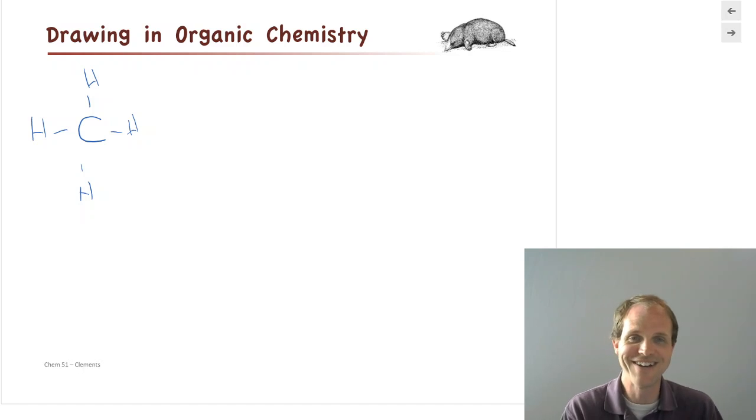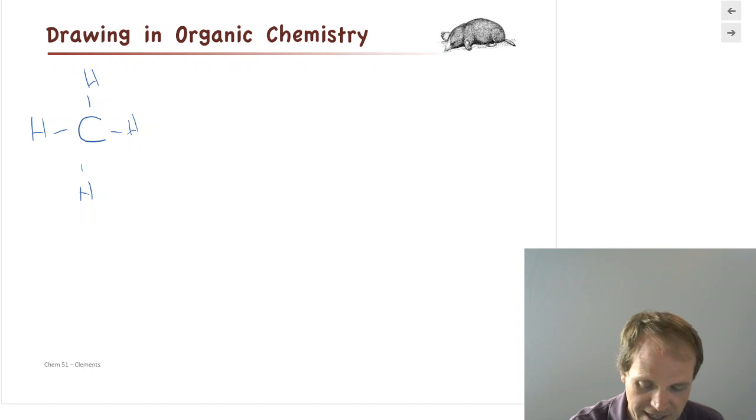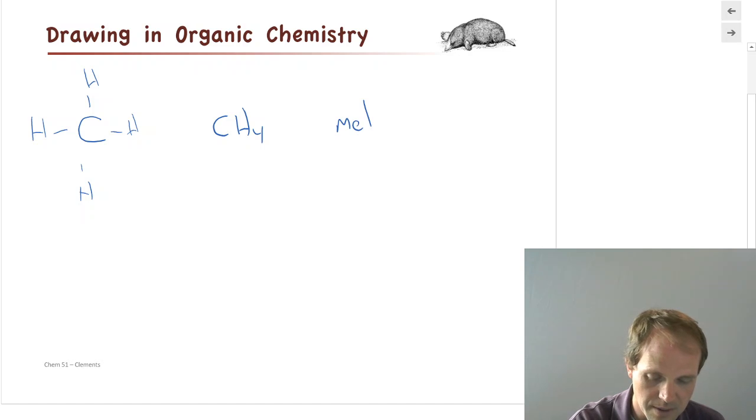All right, so 4 bonds. Carbon makes 4 bonds. How many bonds does carbon make? 4 bonds. All right, so carbon makes its 4 bonds there. If you know this guy, his formula is CH4, and we call him methane.